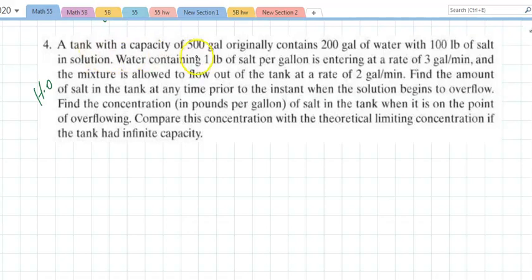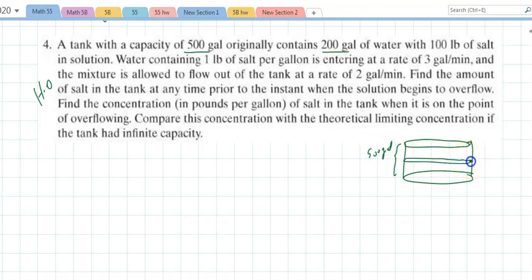So here it says, a tank with a capacity of 500 gallons originally contains 200 gallons of water. So let's say this is a tank. Let's say it looks like this. It doesn't have to, because the shape is not going to matter. And it holds 500. Okay, that's the whole capacity. And initially it has 200 gallons of water, with 100 pounds of salt. Okay, they gave us the amount.